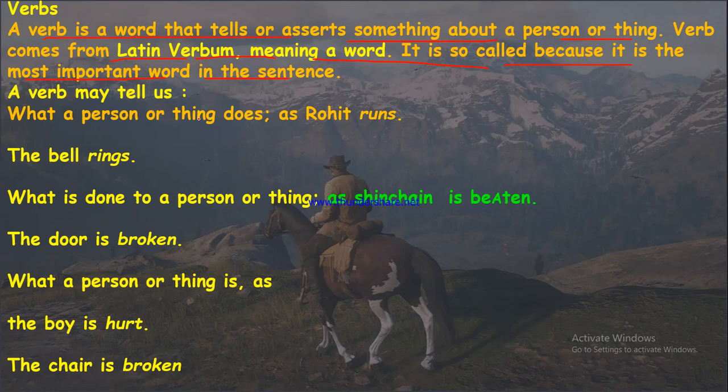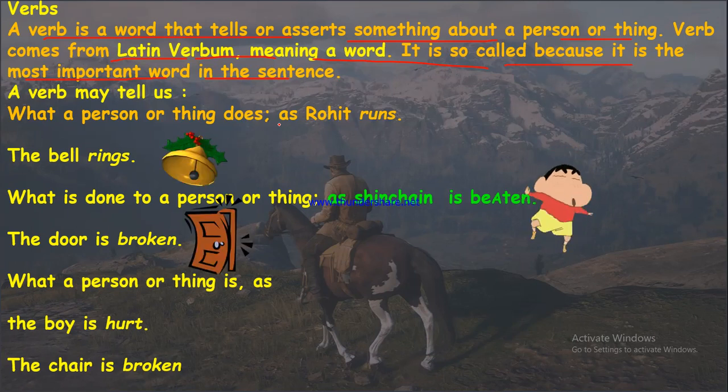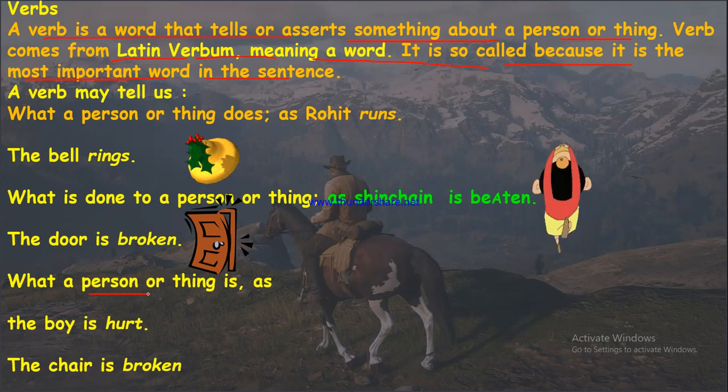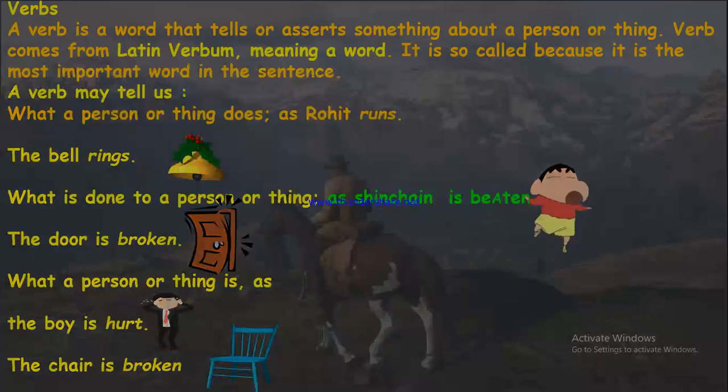Now let's take some examples. What a person or thing does: for example, Rohit runs, the bell rings. What is done to a person or thing: as Shinchan is bitten, you can see him dance after he has been bitten by Mitzi Nohara. The door is broken. What a person or thing is means what kind of person it is, or what has happened to a person. For example, the boy is hurt, the chair is broken.